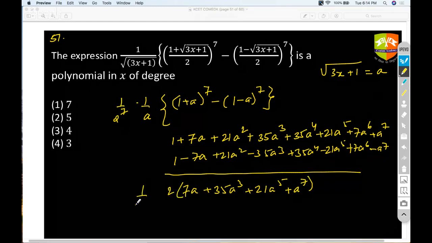And outside we already have 2 to the power 7 and a. So one of the a's will lose off. So we'll have a to the power 6 as the highest degree term. A to the power 6 will be the highest degree term. That means 3a plus 1 to the power 3 will come up. And this will lead to a polynomial of degree 3.